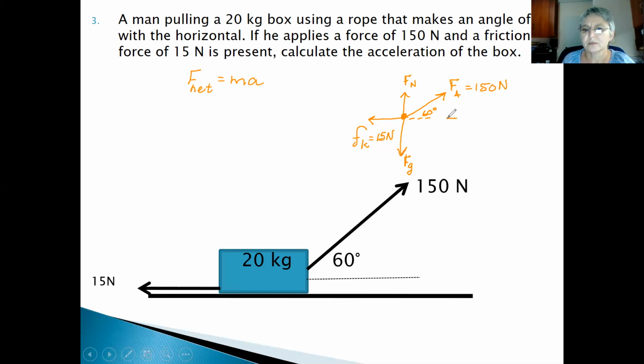The motion is along the horizontal plane. So we want to consider only the forces or the components of the forces acting along the horizontal plane. In order for us to do that, we can see there's a frictional force, and the applied force has a component in the x direction. So I'm going to say it's F applied x.